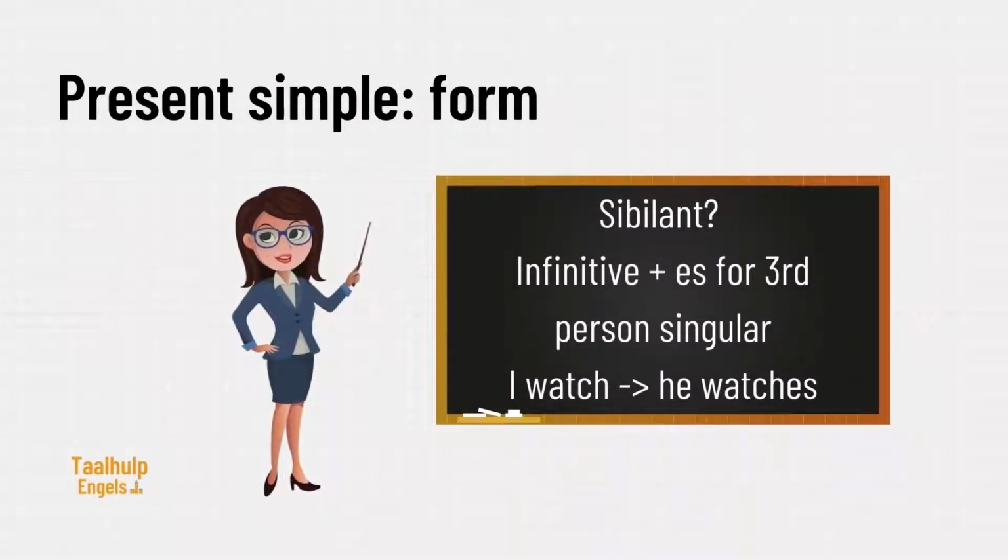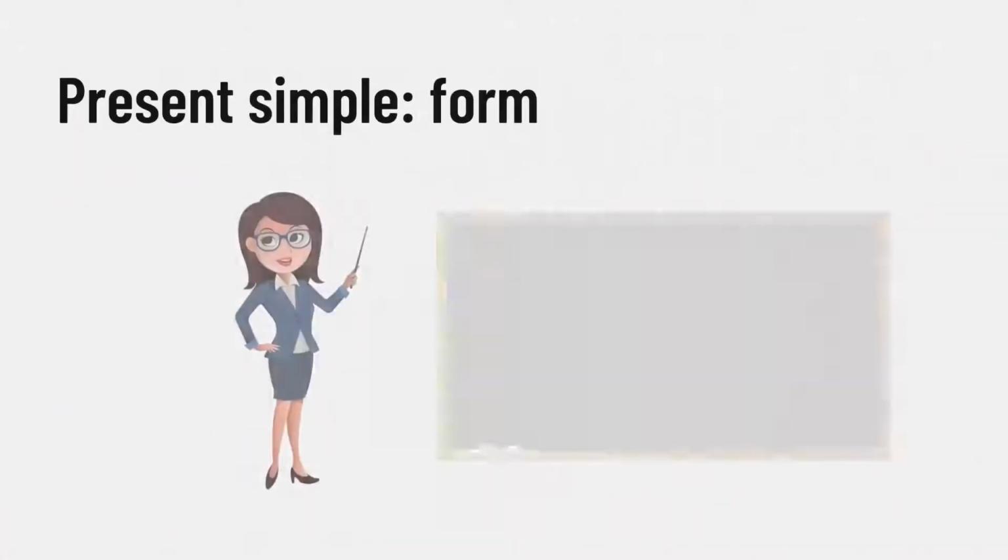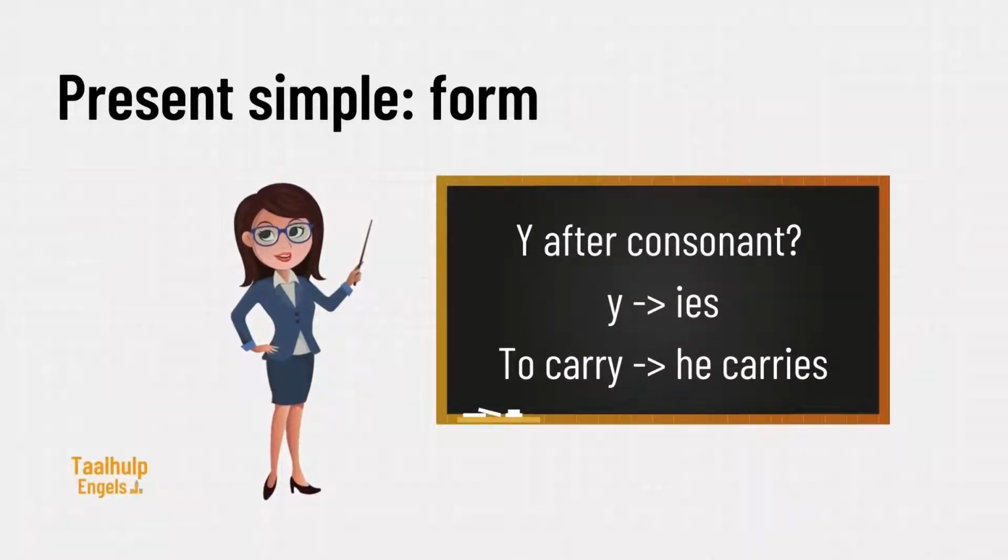When you're dealing with a verb that ends in a sibilant, you add es to the infinitive in the third person singular form. I watch becomes he watches. If y appears after a consonant at the end of an infinitive, it changes into ies in the third person singular form. To carry becomes he carries.